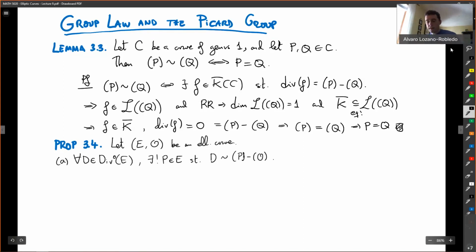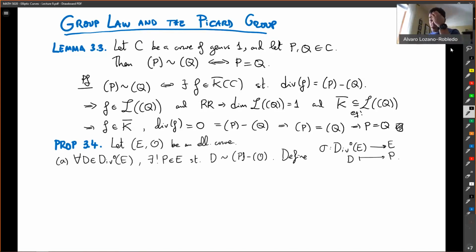Okay. And because of that, I'm going to define a map sigma from divisors of degree zero to E that sends a divisor to P. Okay, what I want is for that map to actually be a bijection, because I do have a group law on divisors of degree zero. And if I have a bijection, then I can throw the group law to the other side and just use the group law from the left side. But we're actually going to later prove that the structure we defined on E already matches the group that you get. So you actually get an isomorphism of abelian groups.